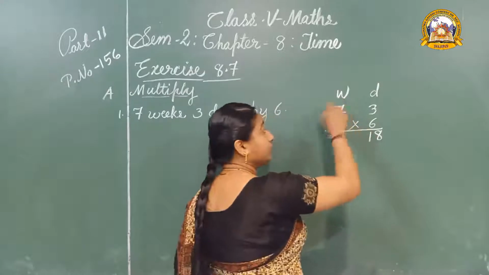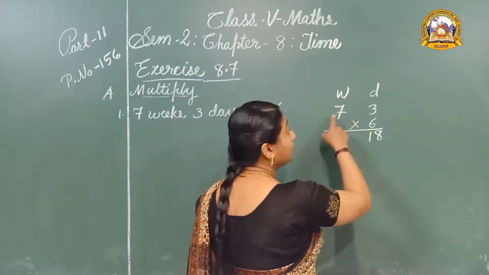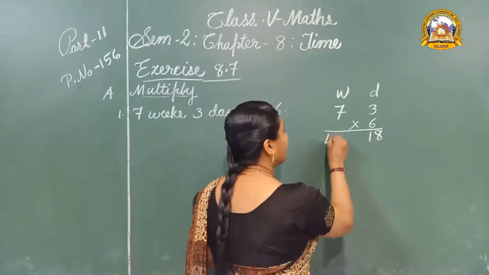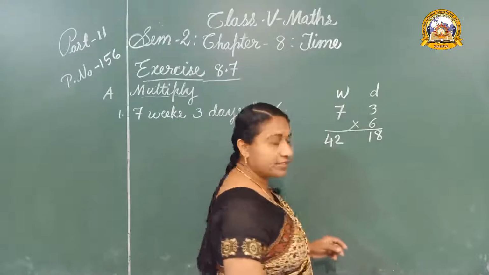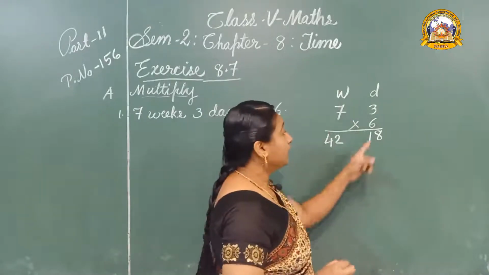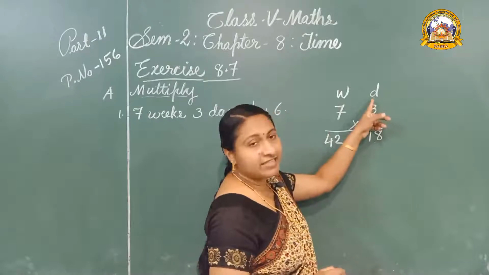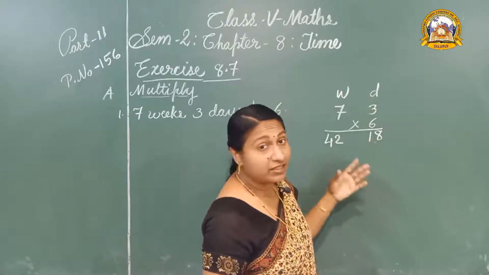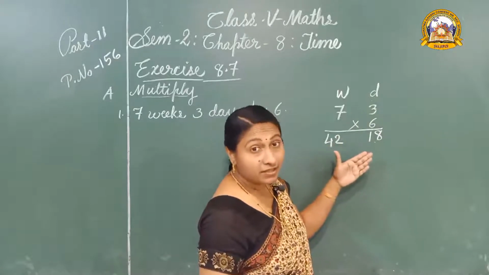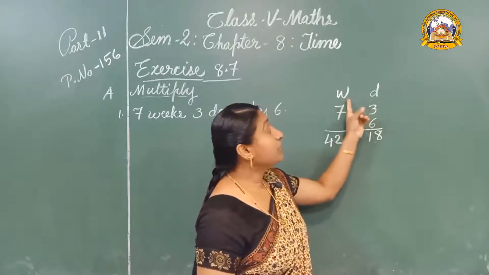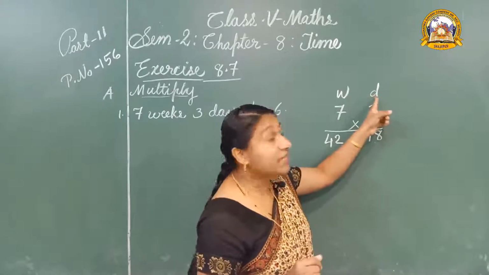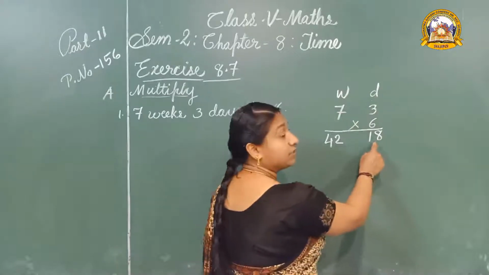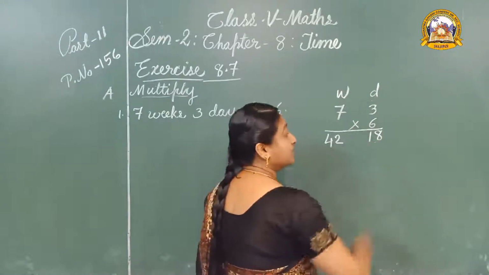And next by the weeks. How many weeks are there? 7 weeks. 7 6s are 42. We can write the 42 under weeks. Now here we can say 18 days. Children, we have to convert the extra days. The relationship between weeks and days is 7 days is equal to 1 week. So we have to divide this 18 by 7.